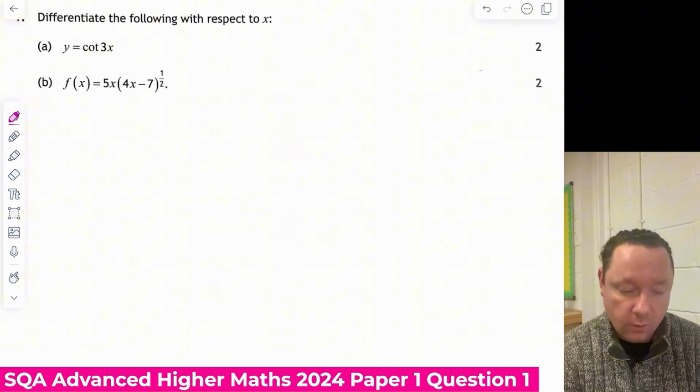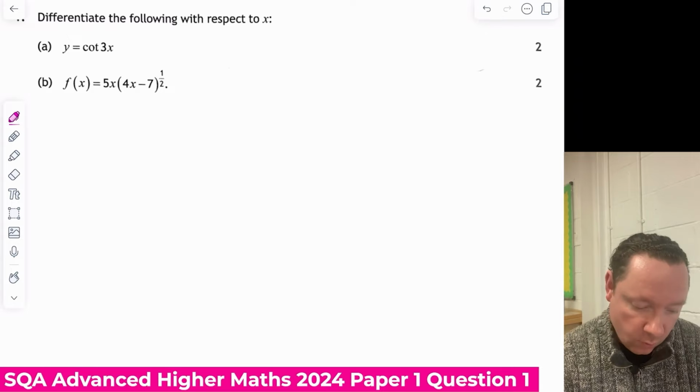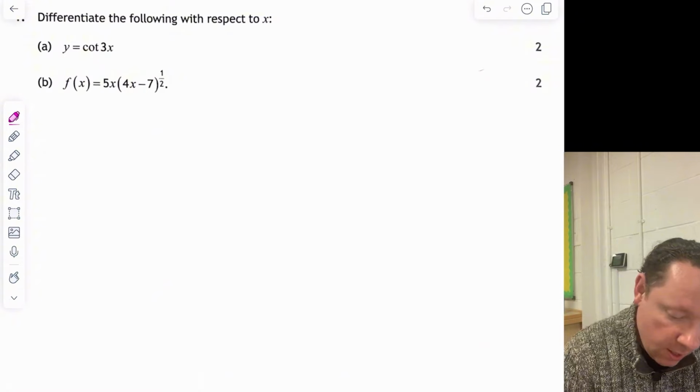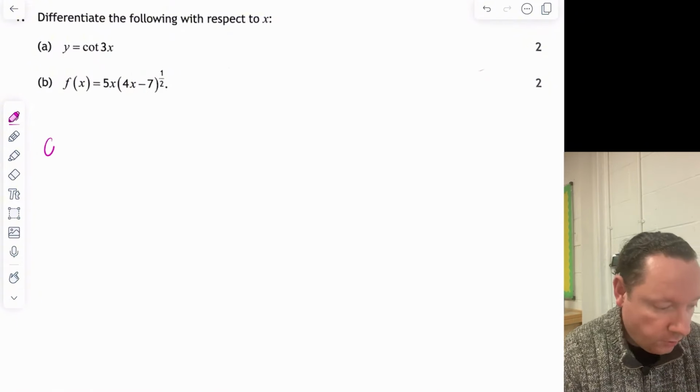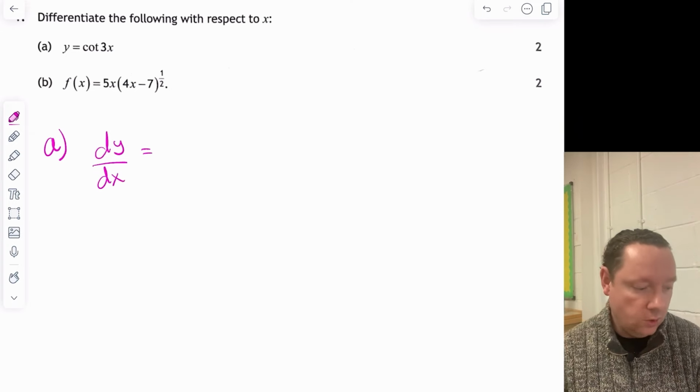2024 paper 1, question 1. Differentiate the following with respect to x: y equals cot 3x, and f of x equals 5x times the square root of 4x minus 7. So part A, we've got the chain rule to do here. We've got dy by dx, and you check the start of the exam paper, and cot goes to cosec.